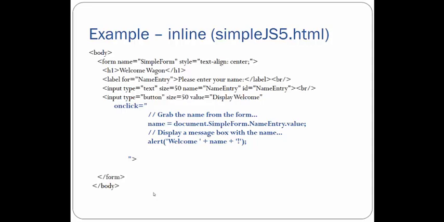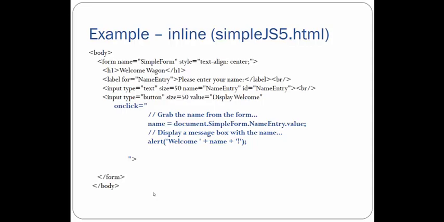Now the next line of JavaScript code is meant to pop up a little box on the screen with a welcome message. There's something in JavaScript called alert, which is a function, and what it does is pop up a little message on the screen that will say welcome, followed by the name, followed by an exclamation point.